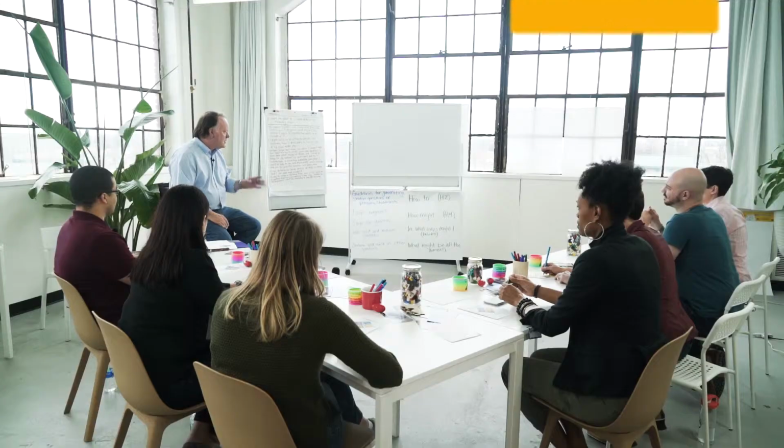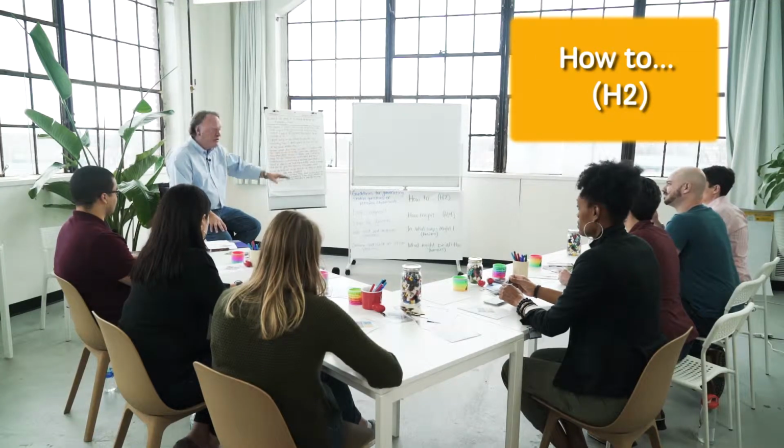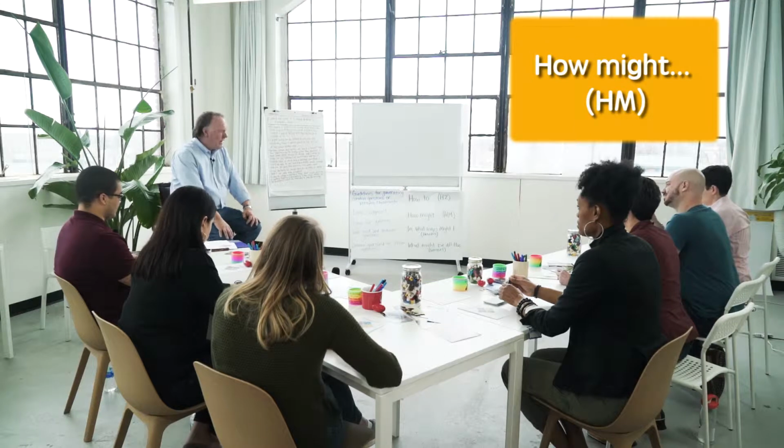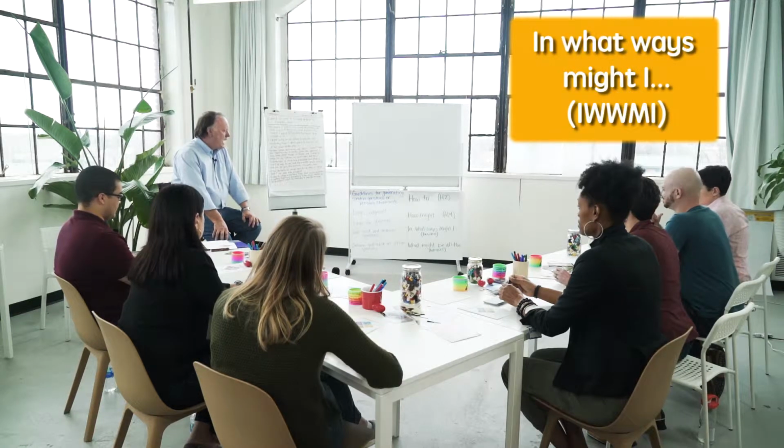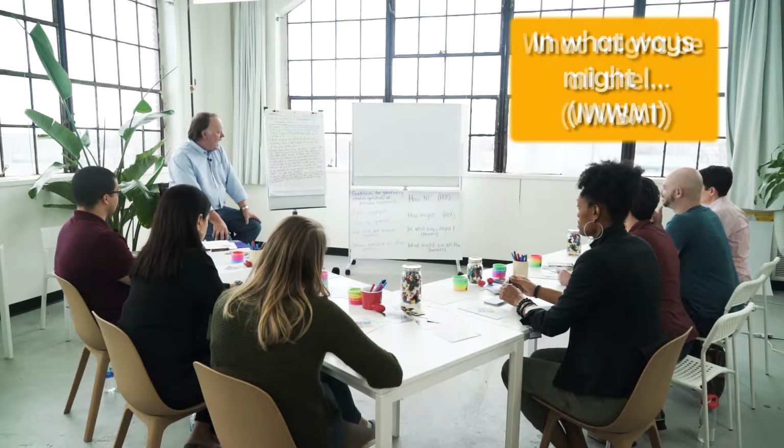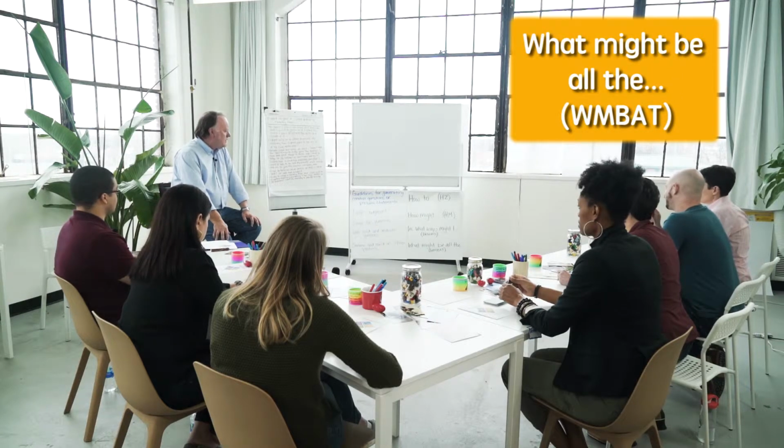As she's reviewing that, I'd like you to just jot down some initial problem statements or some creative questions. And they begin with the words how to, you could abbreviate it H2, how might, abbreviate it HM, in what ways might I, IWWMI, and what might be all the, WOMBAT. So once again, that's how to, how might, in what ways might I, and what might be all the.